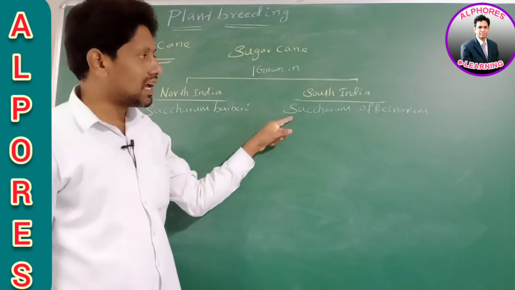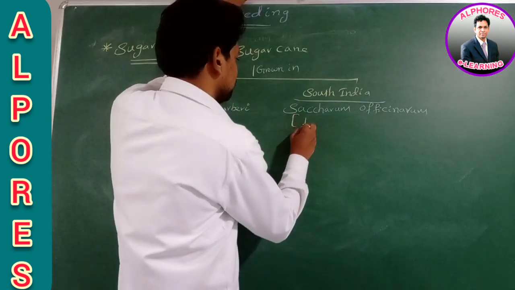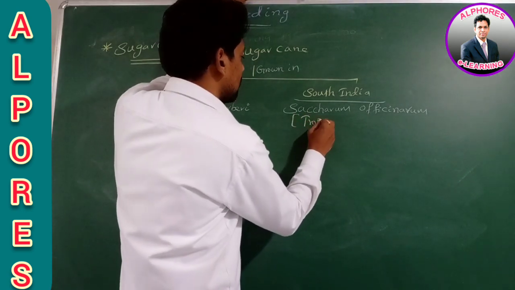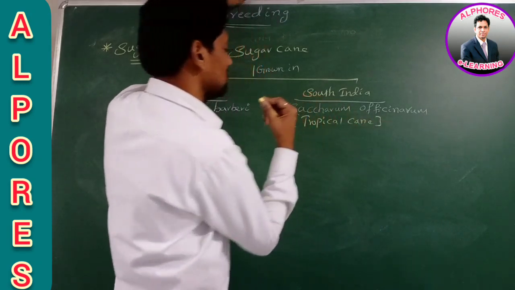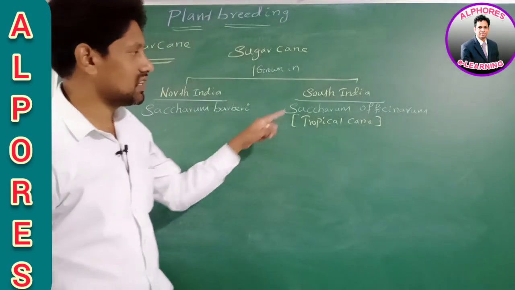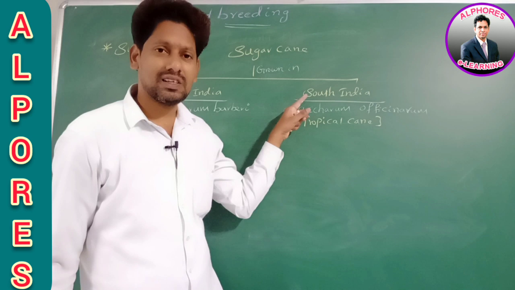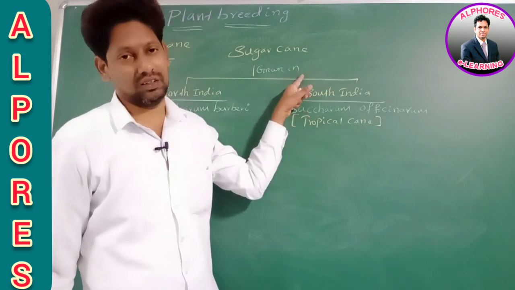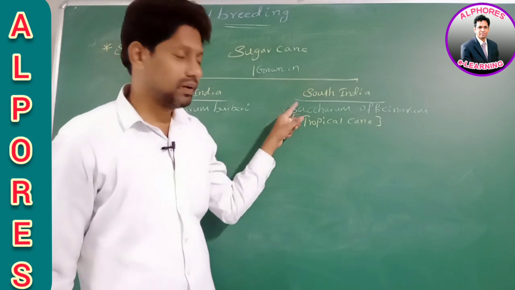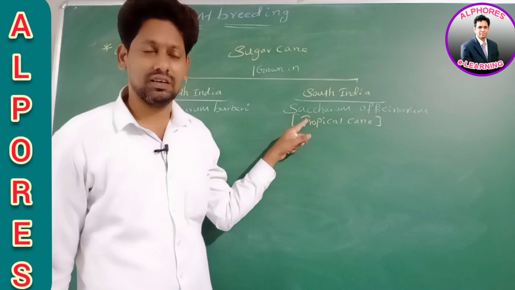This Saccharum officinarum is also called a tropical cane, as it grows in South India, where there is a tropical temperature. Since it grows in tropical temperature, we call it a tropical cane. Is it okay?